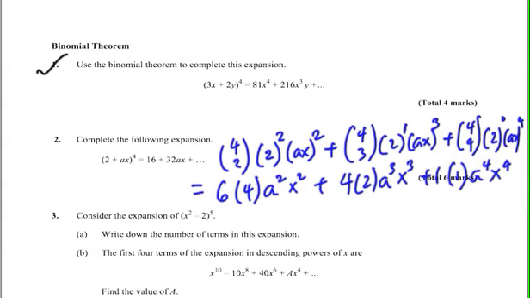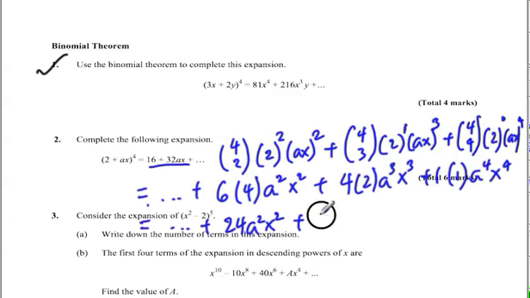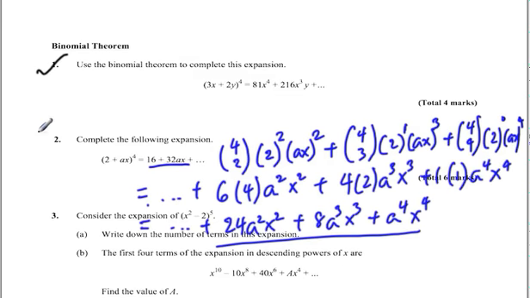So, oops, what I should have done is instead of putting equals, I should have once again put equals dot dot dot plus, and the dot dot dot would just have represented the 16 plus 32ax. So I'm just going to follow this here. So it's equal to dot dot dot plus 6 times 4 is 24, it's 24a squared x squared. This is 4 times 2 is 8, so 8a cubed x cubed. And finally the last term is a to the power of 4 x to the power of 4. So that's our solution for number 2.